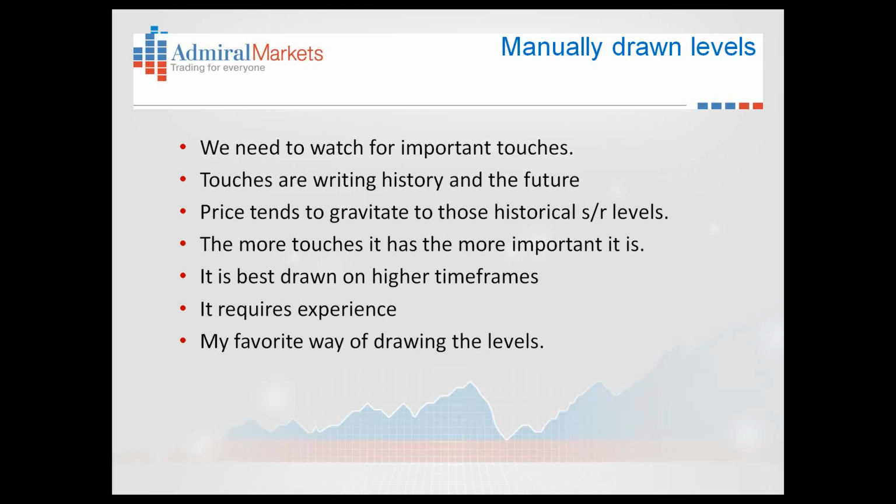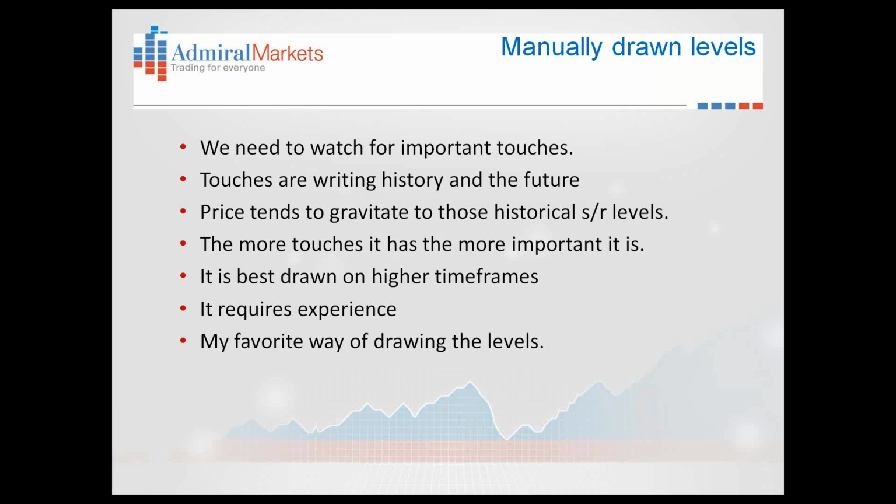It really requires experience, because I couldn't have done it when I started to trade. After a lot of screen time, I started to notice it pretty easily, and I can say really accurately. And that is my favorite way of drawing the levels. I like to use from time to time Camarilla, maybe Fibonacci pivots, but I want to see confluence between those indicators and my manually drawn levels. Those tend to be the best if you know how to draw them. If you have experience with it, you can really be a killer of the market.